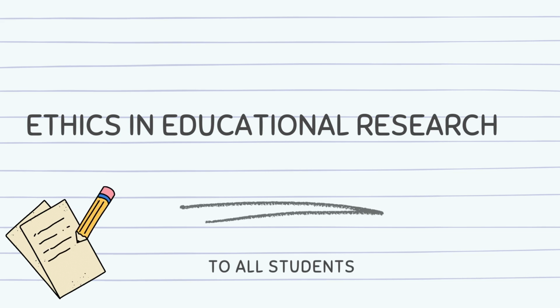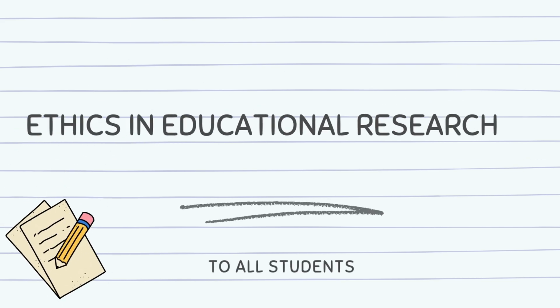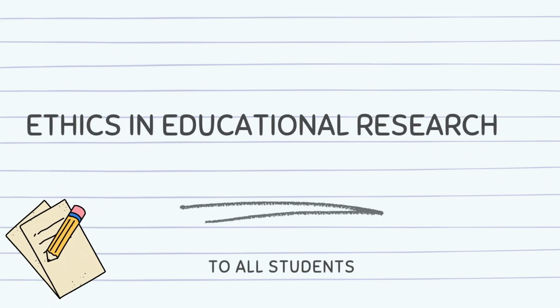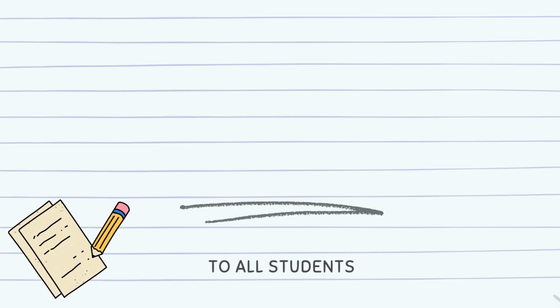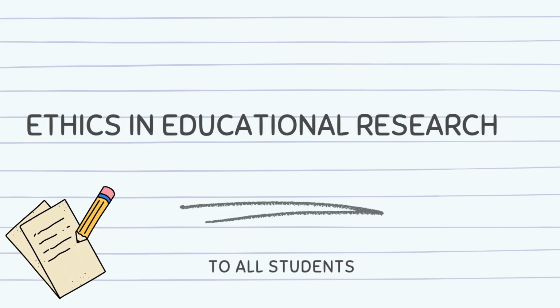Ethical review and approval. Most institutions require researchers to seek ethical clearance before conducting research, especially when human participants are involved. This is typically done through an institutional review board, IRB, or ethics committee. As a thesis writer, you may be asked to submit an ethics application outlining your methodology, data collection procedures, and how you plan to protect your participants.